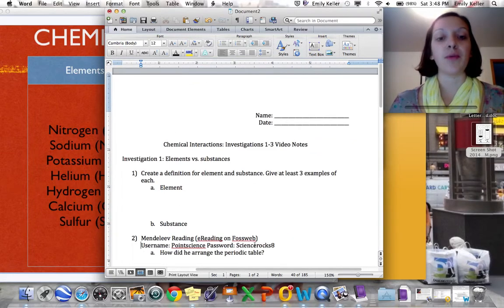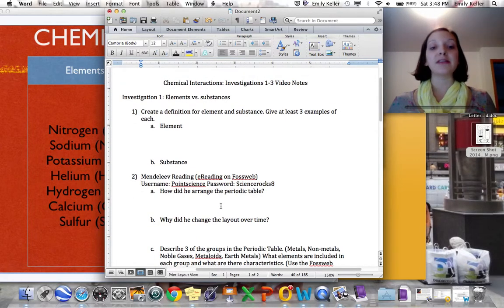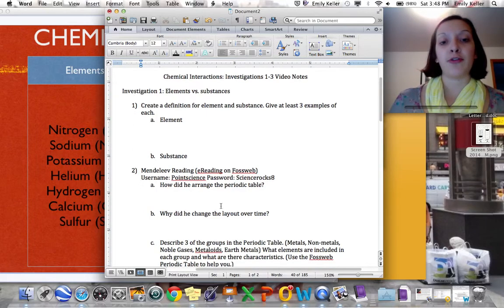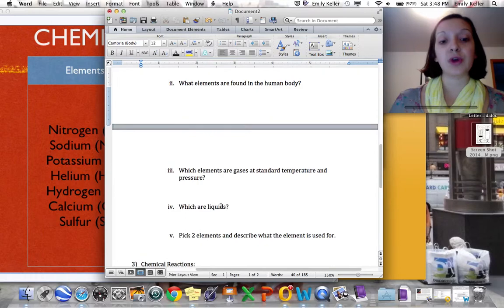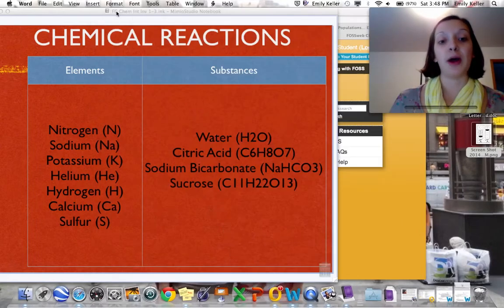see where we go. So looking at investigation 1, we talked about elements, substances, Mendeleev, the periodic table, and chemical reactions. So I'm going to take you through and you're going to follow along with your note-taking sheet. Some of this will be on your own using FOSS-Web as well.